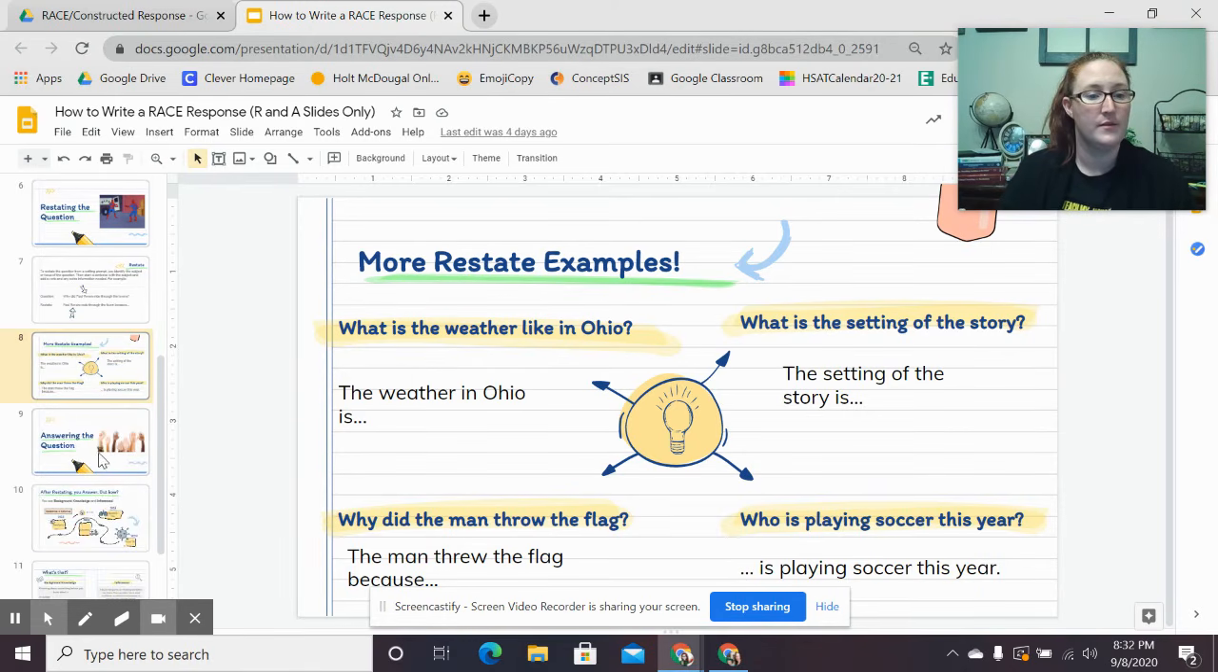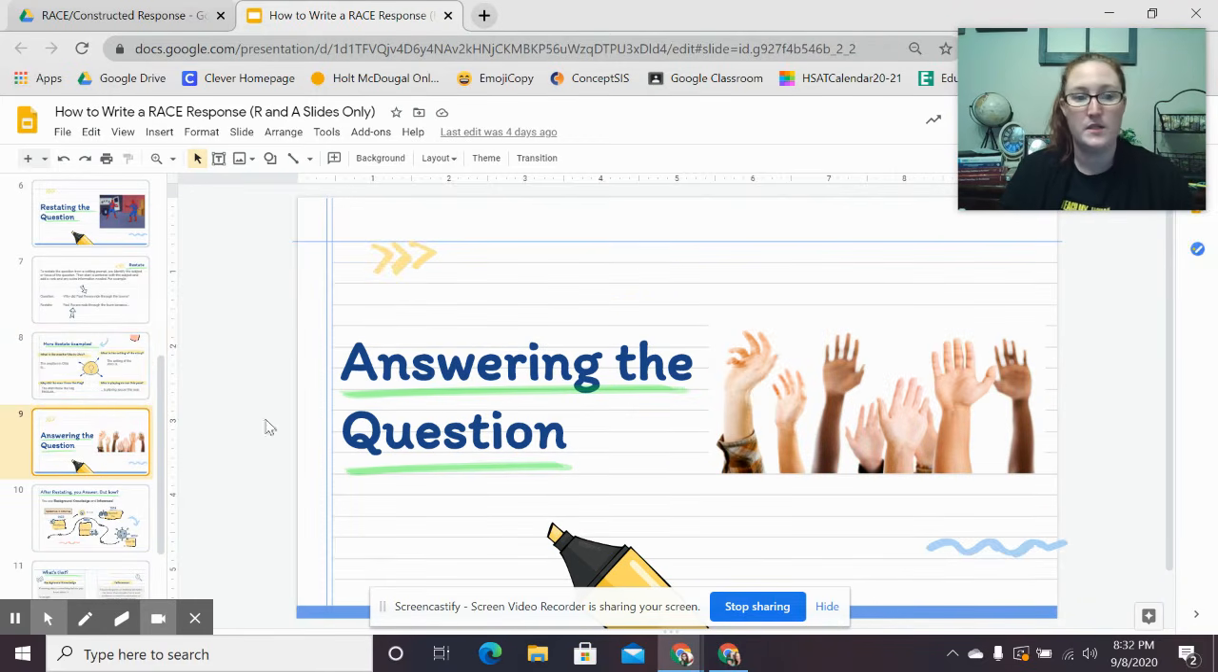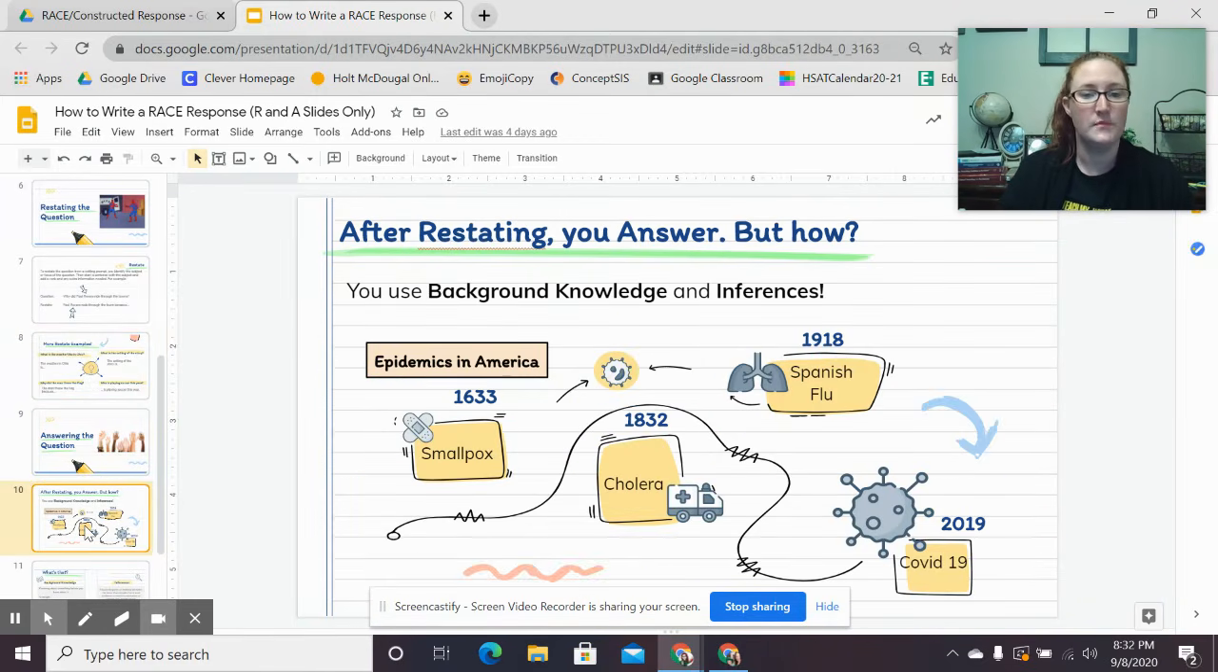All right. So answering the question. After restating, you answer. But how do you do that? You have to use your own background knowledge and inferences. Now, hopefully you've heard the word inference before, but if you haven't, the word inference essentially means reading between the lines, things that you got based on what you read.